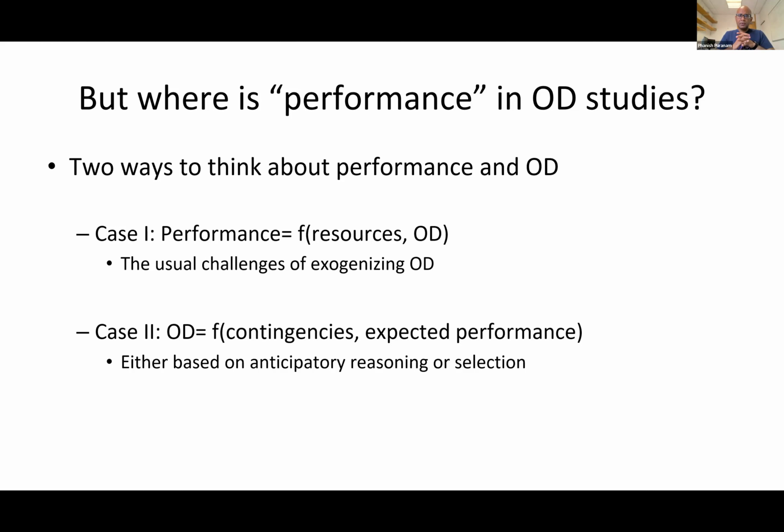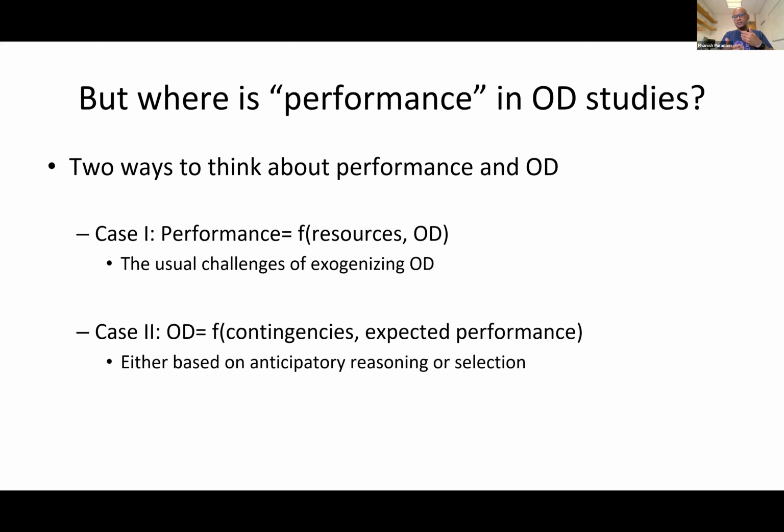But the second is a little bit more subtle, where the observed design is explained as a function of contingencies of the task environment, or the cultural environment, or the social environment, and expected performance. So here, the link between design and performance comes either through anticipatory reasoning. So as a designer, I look forward and say, here's what I need to design for, exactly like in transaction cost economics, right? It is the classical formulation exactly like that. Or it could be that people do things at random and economic selection kills all the bad choices.